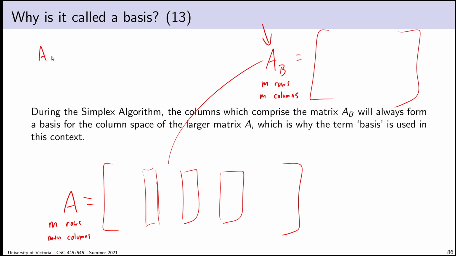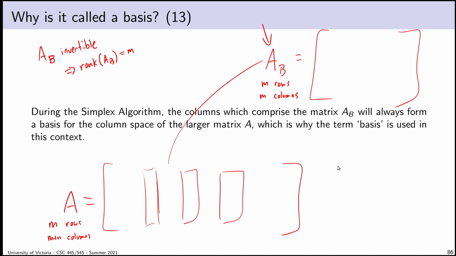Maybe you know already that the fact that AB is invertible is equivalent to the statement that AB has full rank. And we know that the maximum rank AB can have is m, because it's an m by m matrix. It's a square matrix. That means that the rank of AB has to equal m.